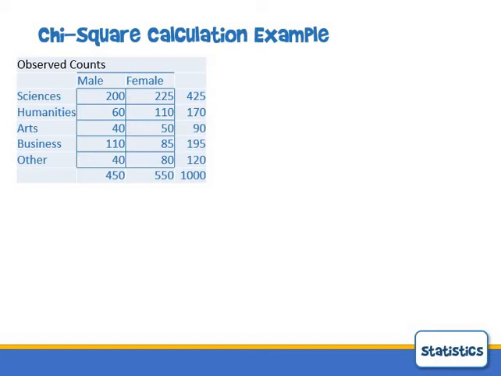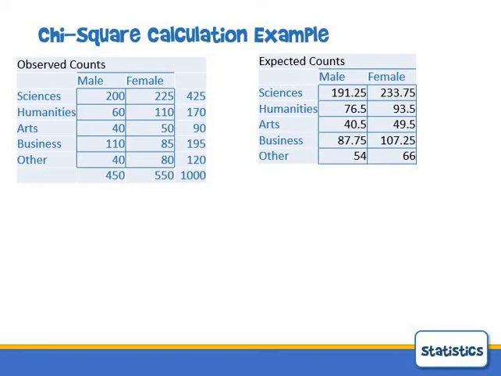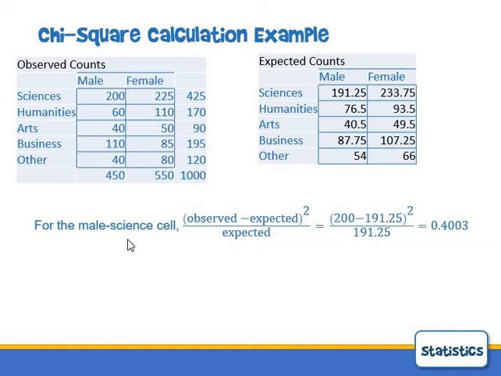So here's a look at computing that chi-square test statistic. So you have your observed counts, and then for every single cell, all 10 cells here, I would do my row total times my column total divided by my table total, and I've done that for all 10 and got the numbers in the table here. And then for each one you would do this. I've done one example. Let's take that first number, the male science cell here, where male and science are intersecting. So we have 200 for the observed, 191.25 for the expected. We would find the difference between those, square it, and divide it by the expected value, 191.25. And that comes out to be 0.4003 if we round it off.